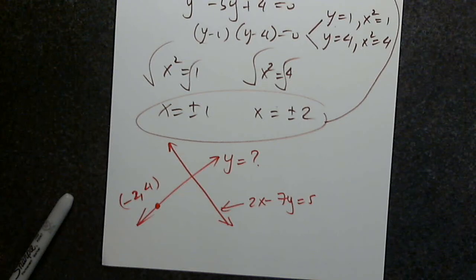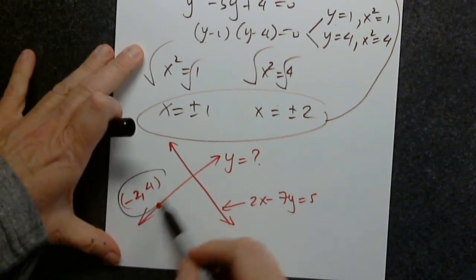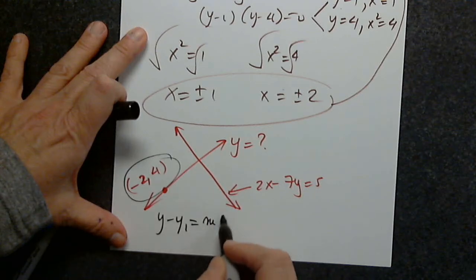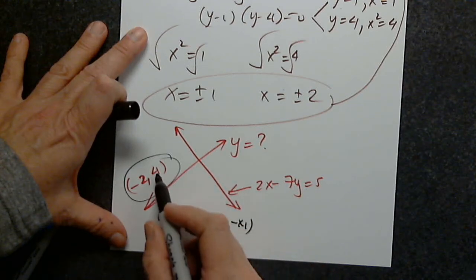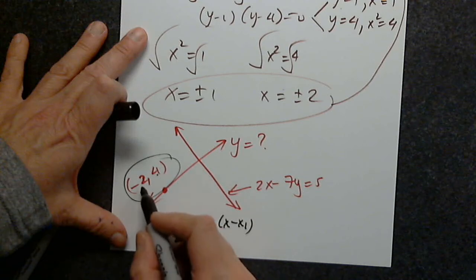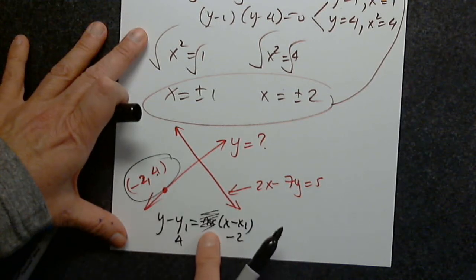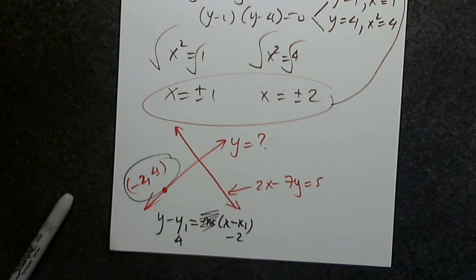So I have a point which is not the y-intercept, so it's y minus y1 equals the slope times x minus x1, with 4 for y1 and -2 for x1. But I'm having a problem with this. I don't know how to determine the slope. Well, actually I do. It would be the negative multiplicative inverse of the other one. Reciprocal. Yes. What you said.